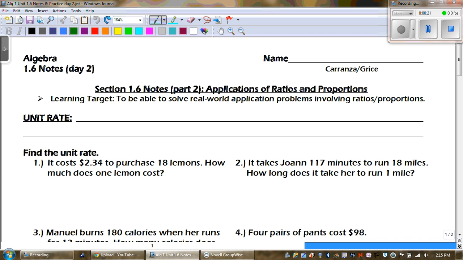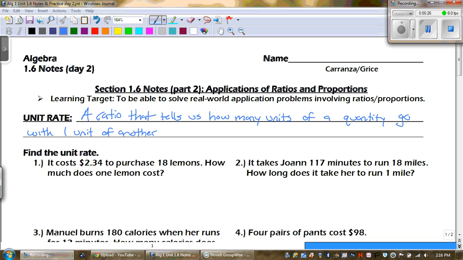And you might be asking yourself, what is a unit rate? Well, a unit ratio is a ratio that tells us how many units of a quantity go with one unit of another. I am 100% positive that all of you have seen this before in your life at some time. Some examples might be 45 miles per hour. That's telling you exactly how many miles you can drive per hour.